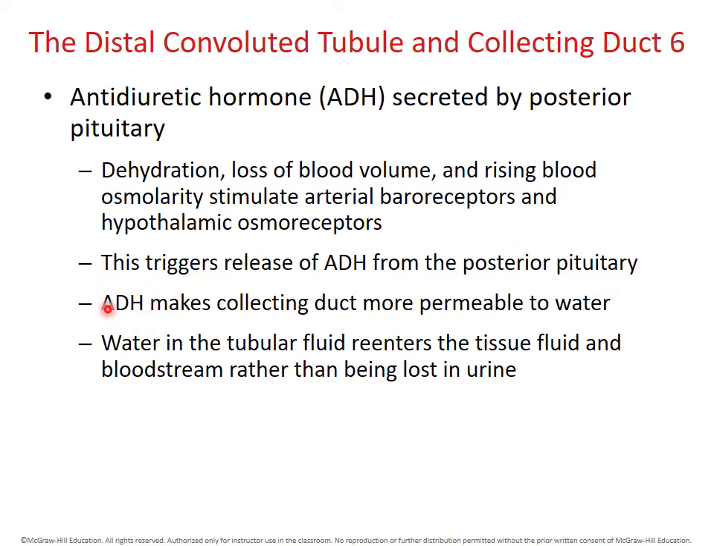Specifically, the antidiuretic hormone makes the collecting duct more permeable to water, specifically the medullary portion of the collecting duct, the part in the medulla. And we're going to get more reabsorption of water then through the collecting duct. And so we have more water in the bloodstream. That tends to then dilute the blood, which addresses the original problem of higher than normal osmolarity of the blood.